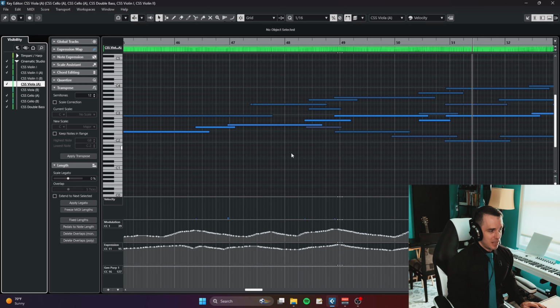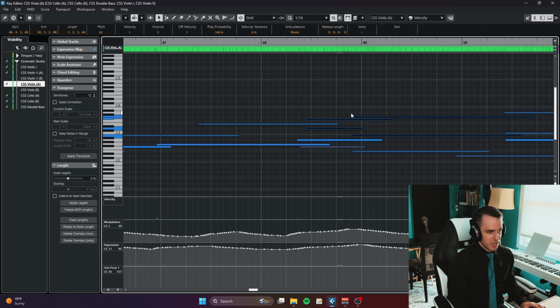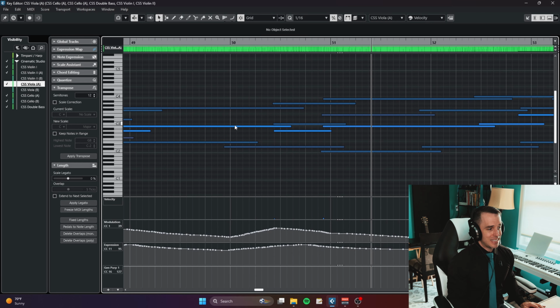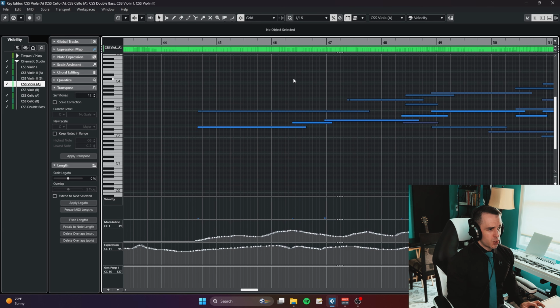You can even see it here, right? We've got these two notes that then spread right here at measure 48, and then they continue to spread at measure 51. So I'm gonna solo this, no piano, okay? Solo with the viola included.